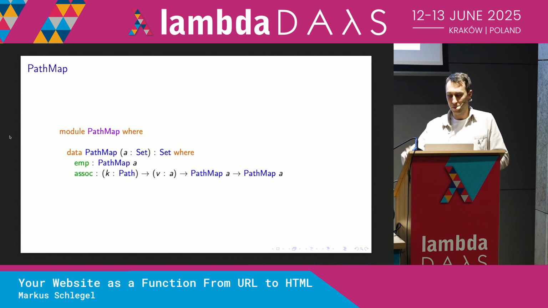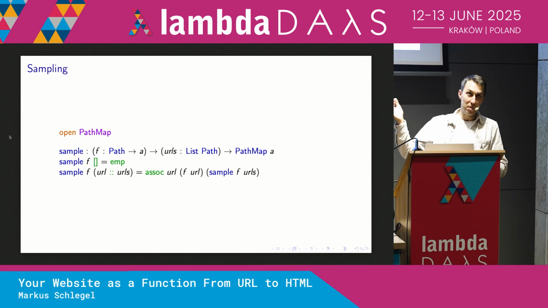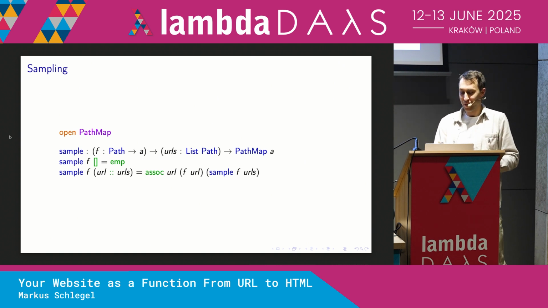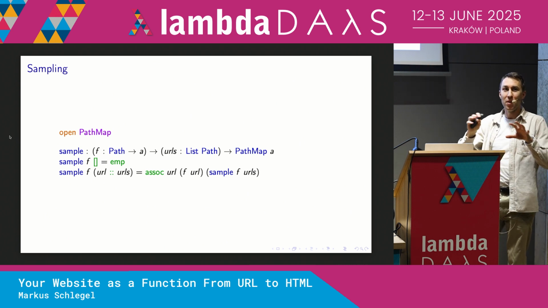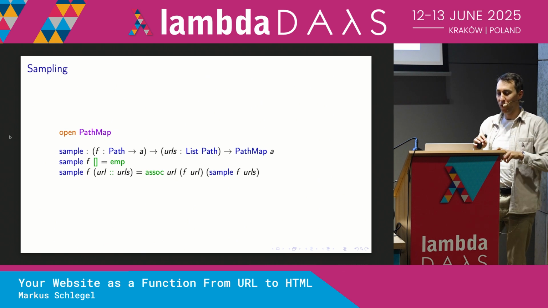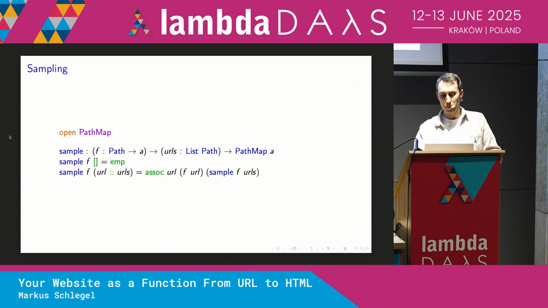And in order to sample, we need some idea of a sample, which is just a key value map. And then sample is just a function that takes a function and a list of URLs or paths in this case, and then returns such a path map. Quite straightforward. So are we done now? Is that it? Well, kind of, yes. But where do these URLs come from? Now the user has to provide them, right? But we saw in the example, we mentioned bar and foo already. So the website that we build up could suggest some good sampling points itself. So that's one improvement that we can do.